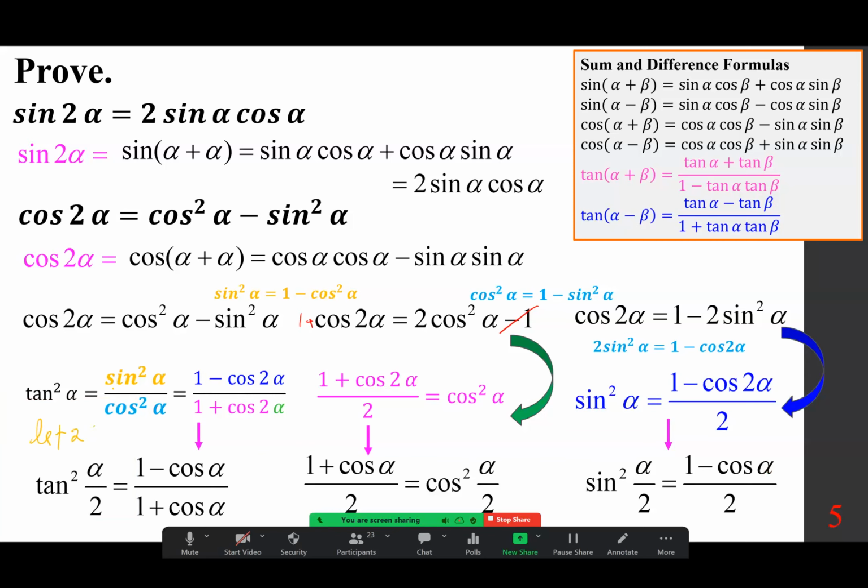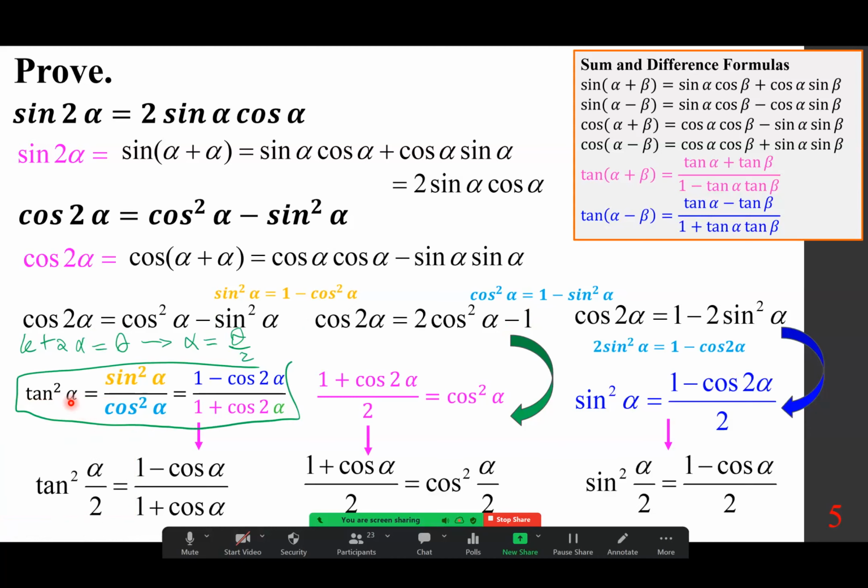So let me use a different color so it becomes clear. Let 2 alpha be theta, just for the sake of argument. Then alpha becomes theta over 2. Agreed?